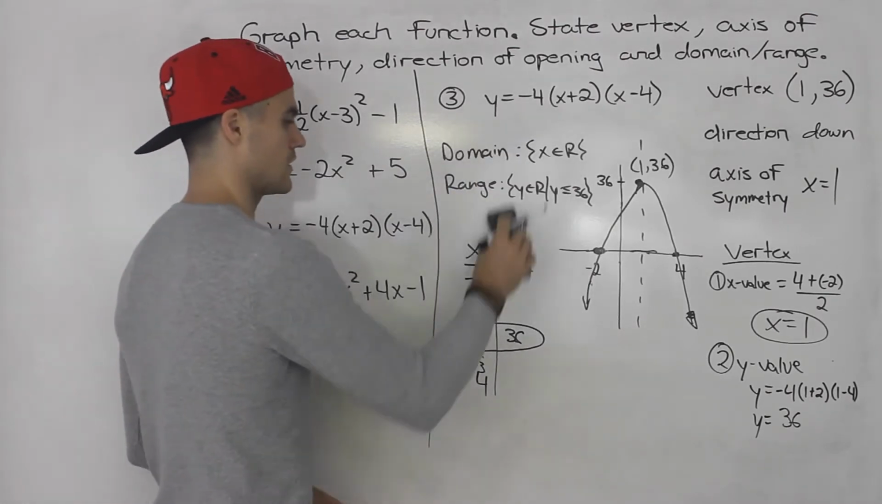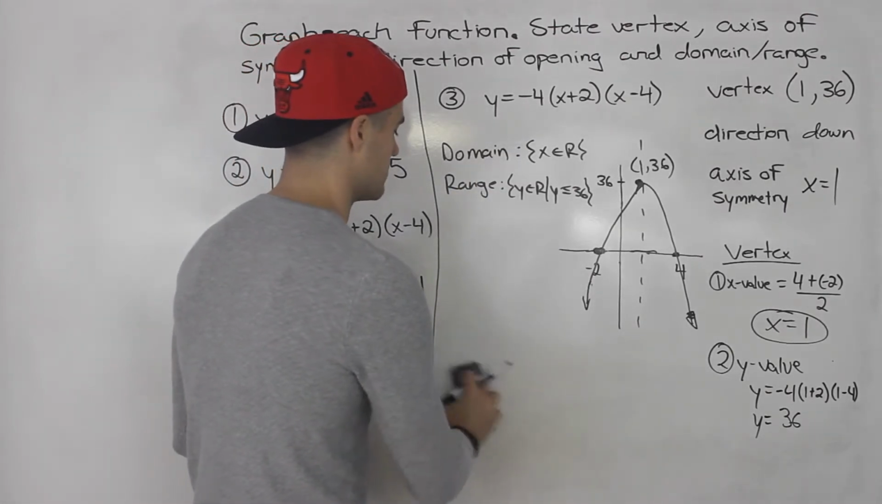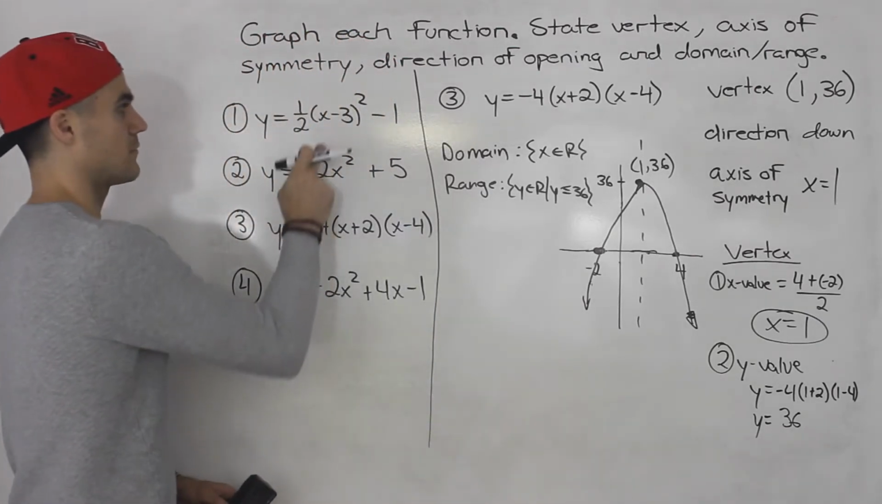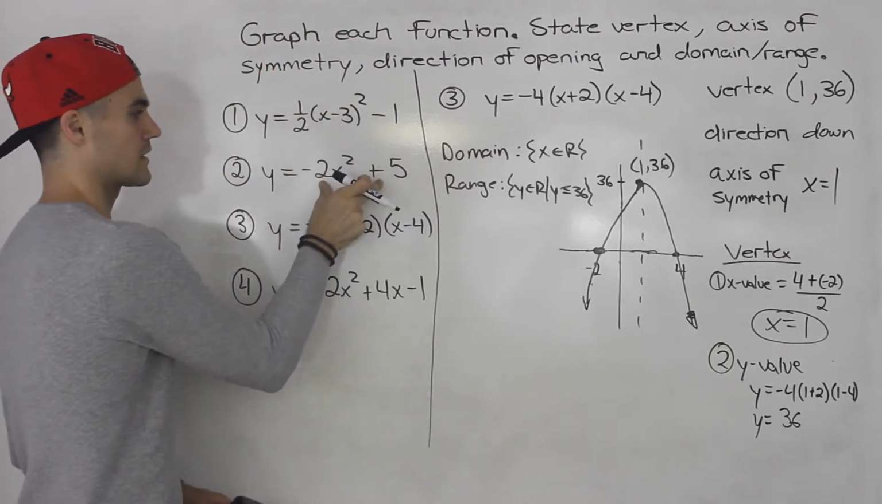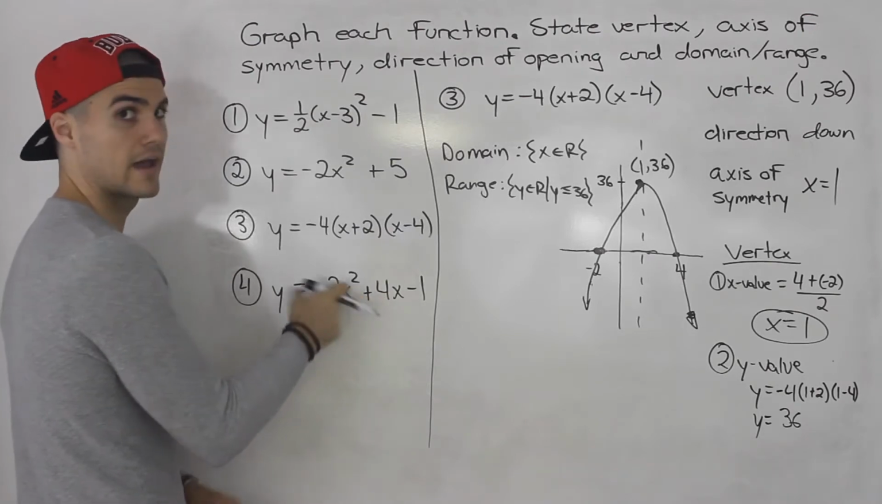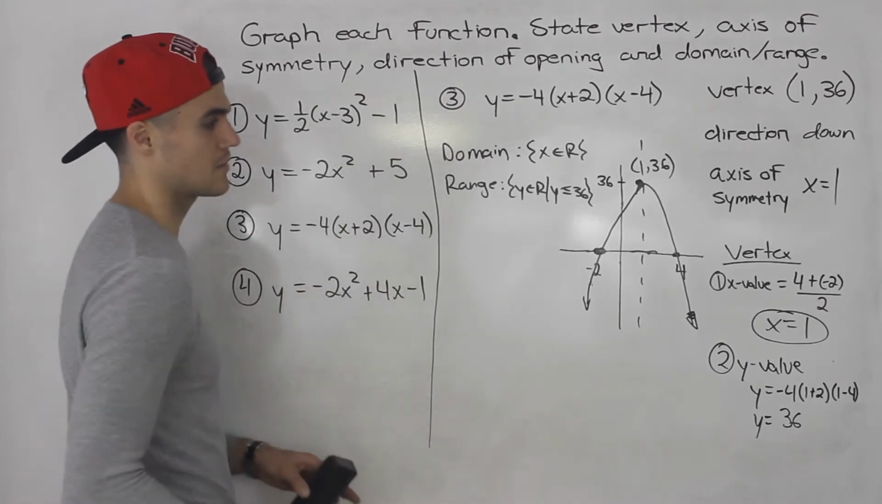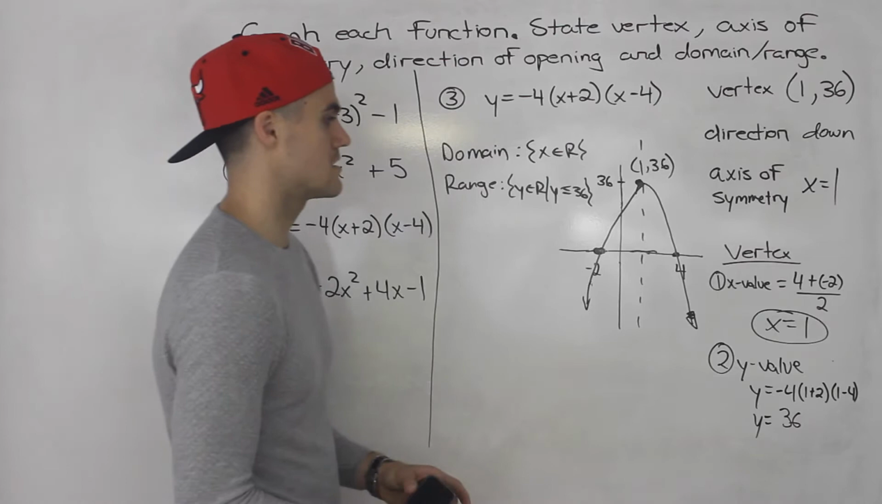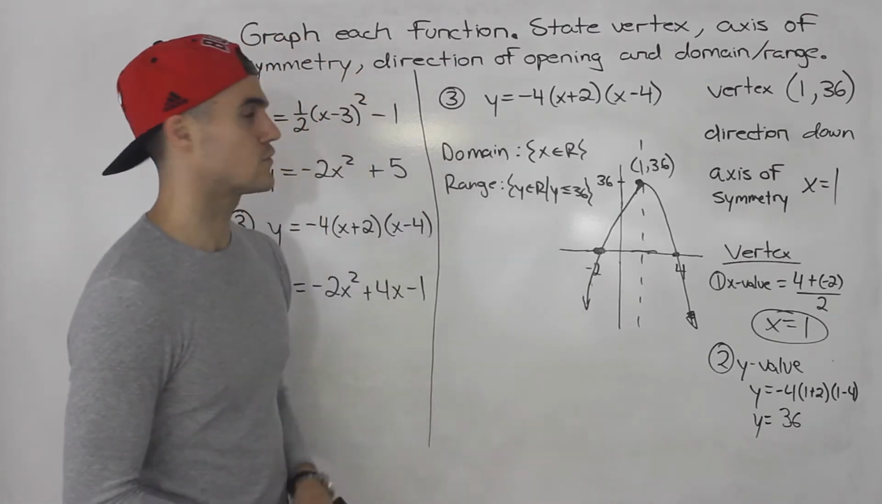But again, if it's given in factored form, I usually don't make a table. I more so make a table if I'm given it in vertex form or standard form, like these. I get the vertex first, and then I make a table that's symmetrical. But yeah, that is the answer for number 3.